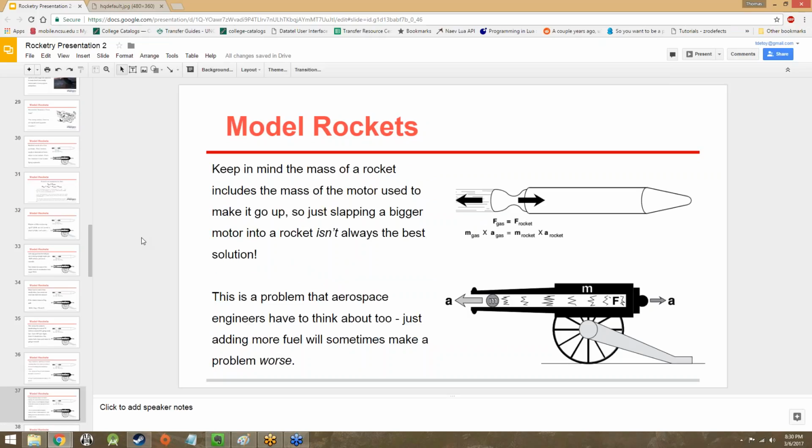Kind of neat, right? So the other thing to keep in mind is that the mass of the rocket includes the mass of the motor used to make it go up, so just slapping a bigger motor into the rocket isn't always the best solution. In fact, if you wanted to go a certain speed, it's probably one of the least good solutions, depending upon a number of different factors, but that should not be the first place you look if you want to make your rocket go faster, necessarily. You might want to look at stripping down the weight of your rocket in other areas first. This is a problem that aerospace engineers have to think about too. Just adding more fuel to a rocket can sometimes make a problem worse.